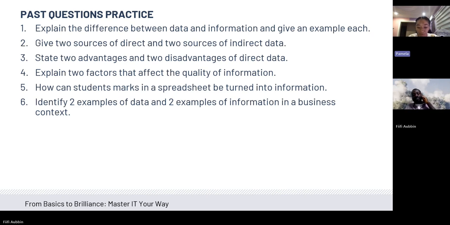You can write it down and say it to me. When you write, it sticks, it reinforces what's in there. Then you say it out loud. I'm just giving you 3 minutes to complete this. Then the next one is: give 2 sources of direct and 2 sources of indirect data.